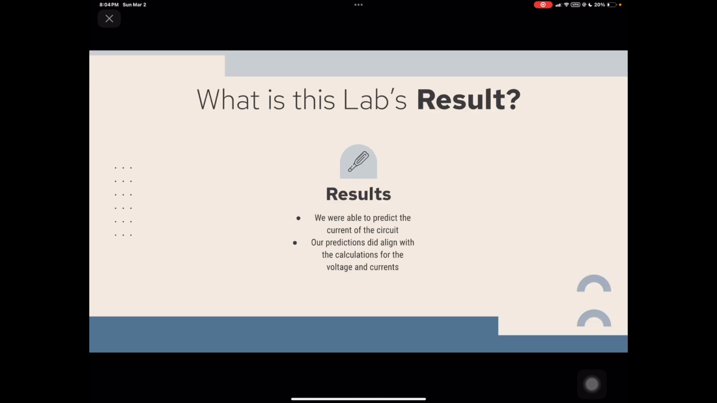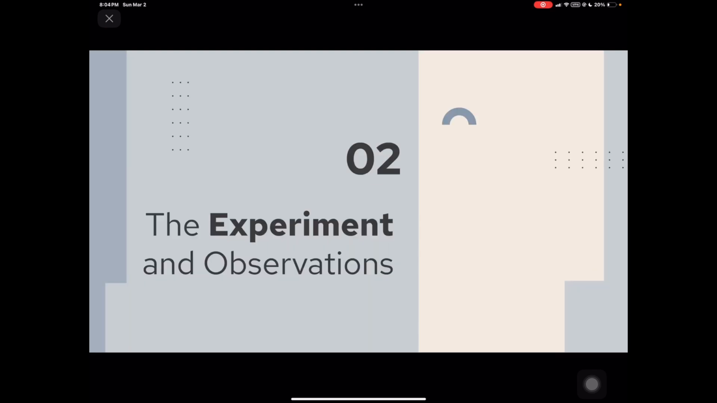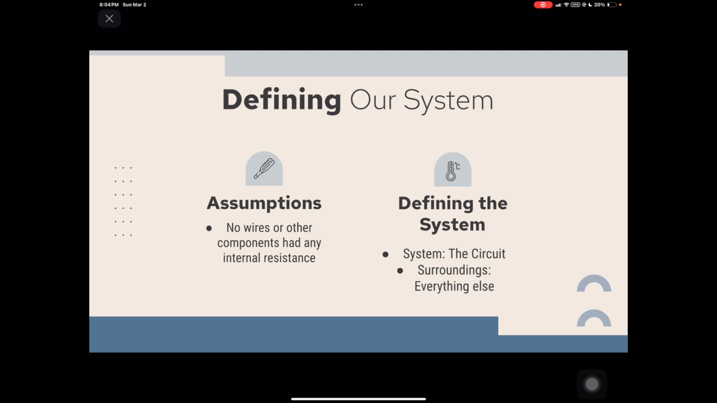out of the node. The lab's results were that we were able to predict the current of the circuit and find it. However, our predictions didn't exactly align with the real-world values for voltage and current that we found. For our experiment and observations, for the first experiment, our assumptions were that no wires or other components had any internal resistance, and defining our system, we defined the system as the circuit and the surroundings as everything else.